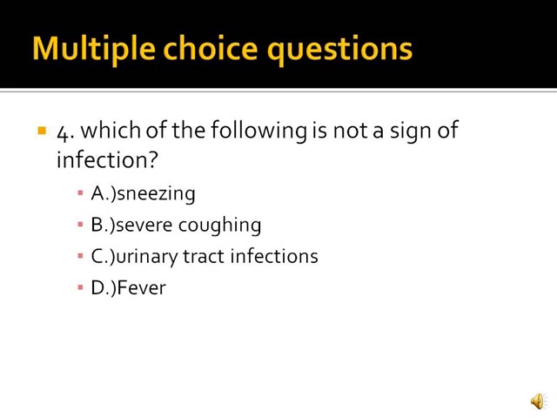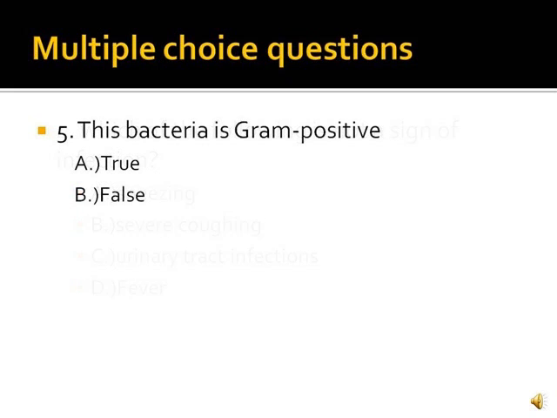#4, which of the following is not a sign of infection? And the correct answer is A, sneezing. And #5, this bacteria is gram-positive. This is just a true or false question. And the correct answer is B, false. It is gram-negative.